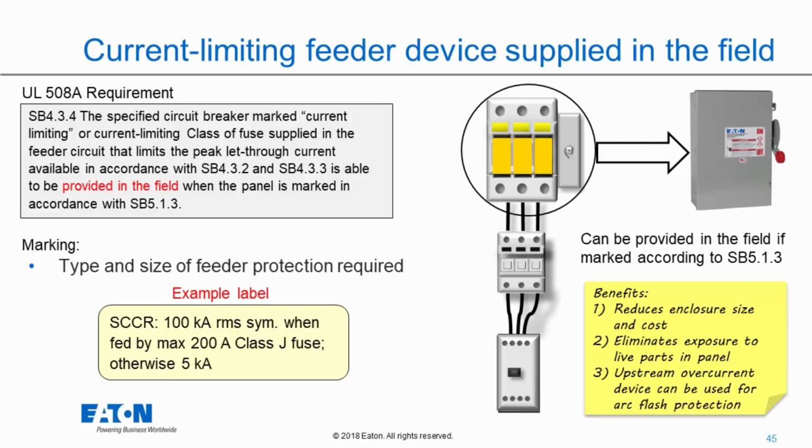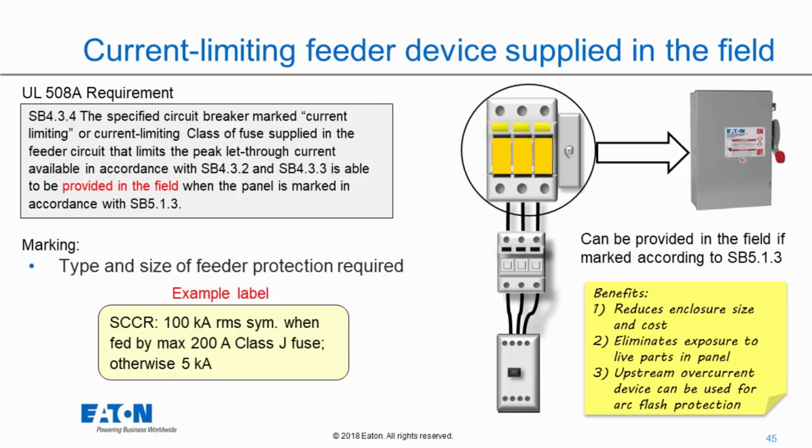UL 508A allows us to do that with a specific labeling requirement. You're going to have to mark the SCCR and list the type and size of that feeder protection. So you'd say the SCCR is 100 kA when fed by a 200 amp Class J fuse. Otherwise 5 kA, otherwise 10 kA, whatever it would be, you would include that as well.